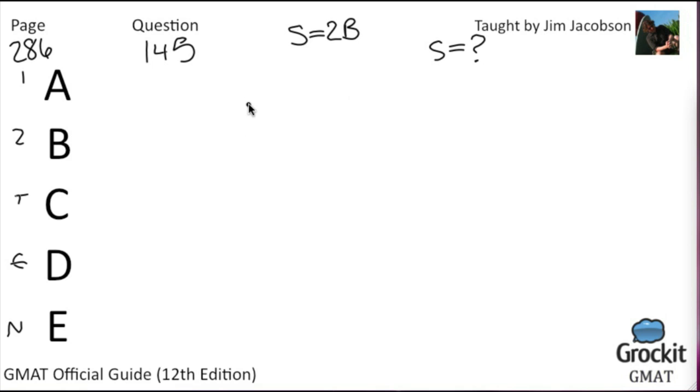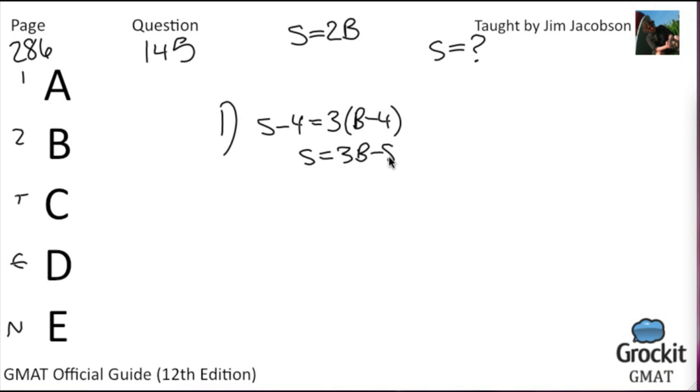So let's see what we get. Statement 1, 4 years ago, Sarah's age was exactly 3 times Bill's age. So 4 years ago, S minus 4 would also equal 3 times Bill's age 4 years ago. So that simplifies to S equals 3b minus 8.